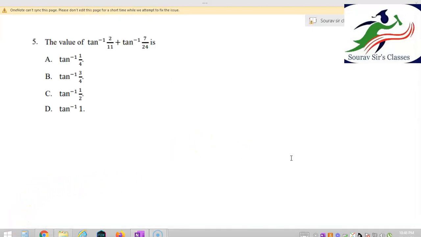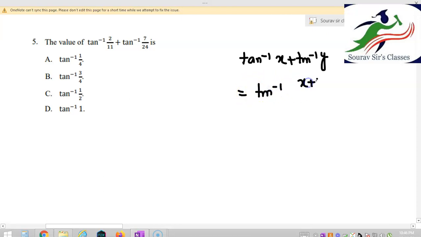So dear students, let's solve the question number 5, which says that the value of tan inverse 2 by 11 plus tan inverse 7 by 24 is. So I have to find out the value of tan inverse 2 by 11 plus tan inverse 7 by 24. First of all, let us recall the formula of tan inverse x plus tan inverse y, right? So the formula of tan inverse x plus tan inverse y is nothing but tan inverse of x plus y by 1 minus xy, provided xy is less than 1, right?